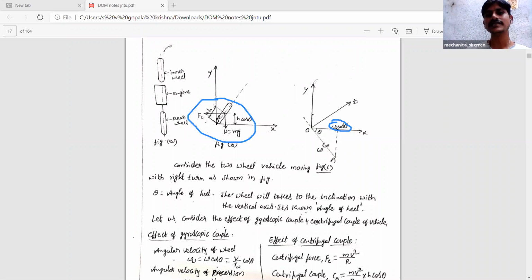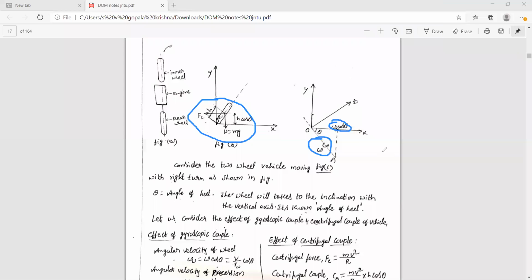And OY is the axis of precession, and OZ is the axis of active gyroscopic couple. So here, H is replaced with H cos theta, and omega is replaced with omega cos theta. Why? Because it involves the angle of heel. Here the two-wheel vehicle is also moving in a right turn in our figure. All of you observe that.